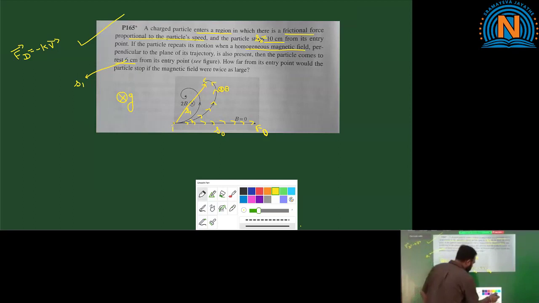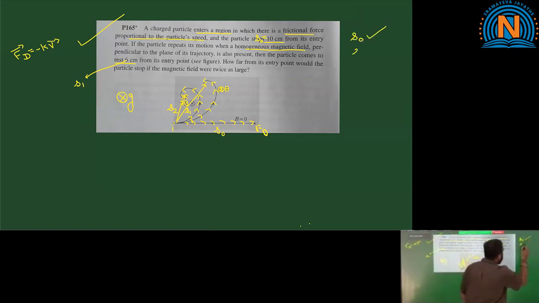And now for the third time, again he throws the particle here, but now the magnetic field has been made 2B. It follows a third trajectory, which is similar to the second one, but not the same. And it stops at a point whose displacement from the starting point is S2. The question is, nothing is given, only S0 is given, S1 is given. Can we find out the expression of S2 in terms of S0 and S1?